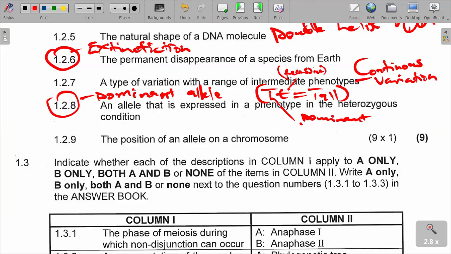The position of an allele on a chromosome, we have been talking about also the structure of this one. We say that the position of an allele on a chromosome is called a locus. Variation of a gene, we say it's an allele. I'm sure you can relate to these terminologies and answer them very well.